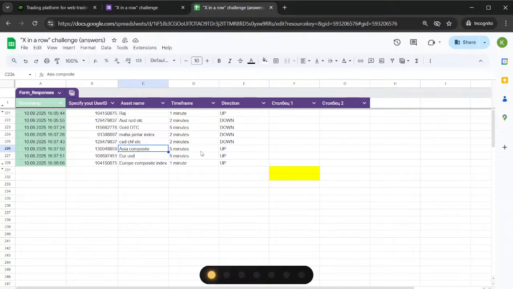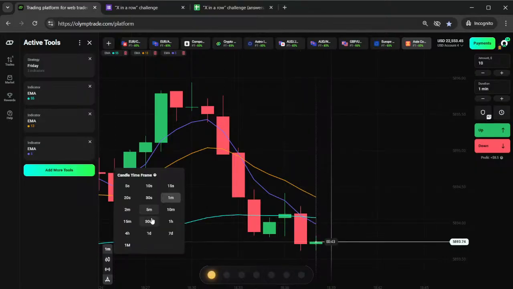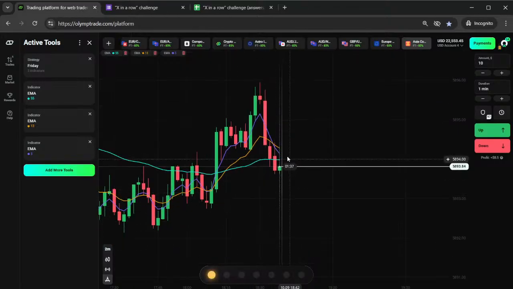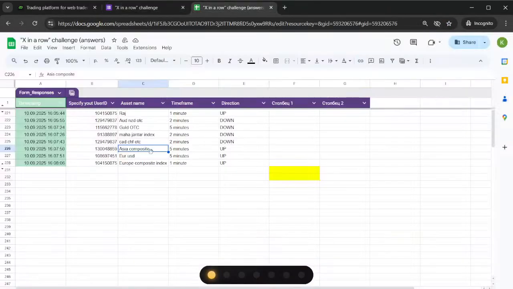Okay, in Asia Composite 5 minute up, let me try to analyze. Okay, so there is a signal for the downward trend. If I switch to a 2 minute time window, let me see. No. See, if I check, there is no such support or resistance level also, even though the support level is also breached. So I am expecting that the market can go into the downward direction. So up we can't consider.